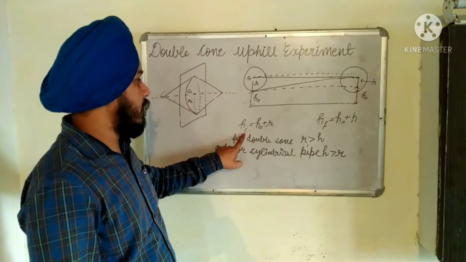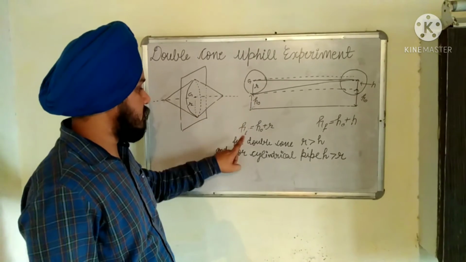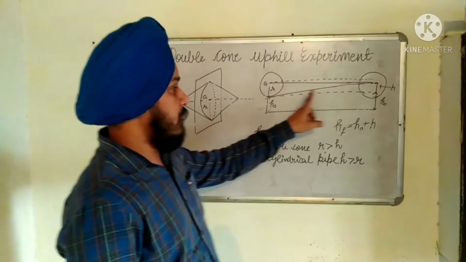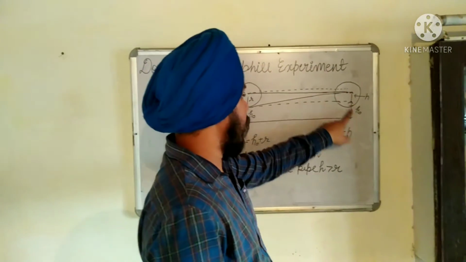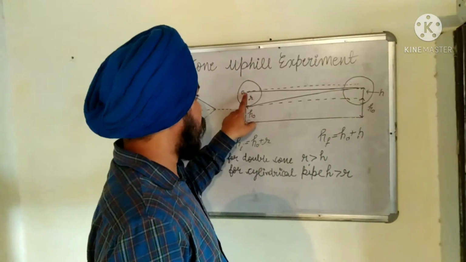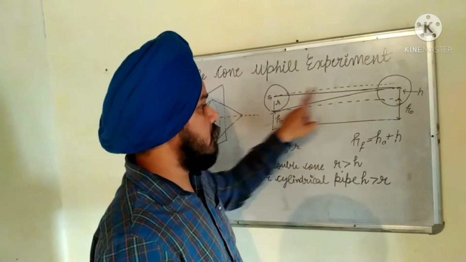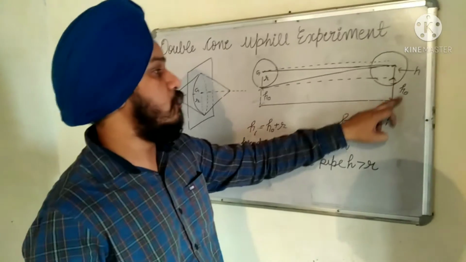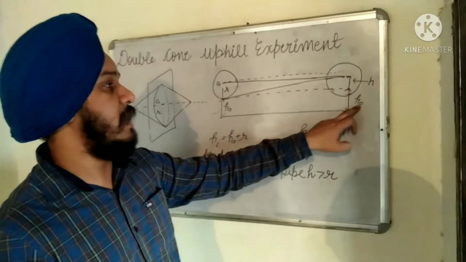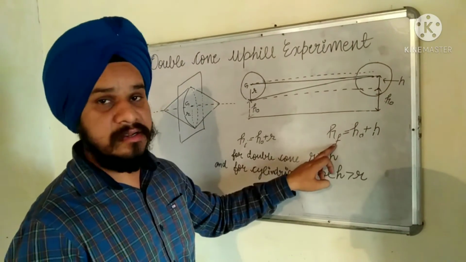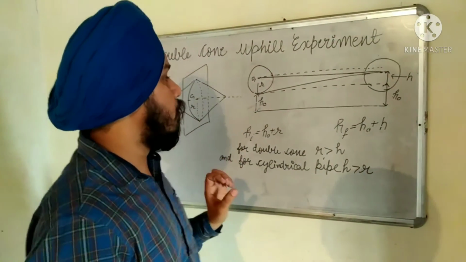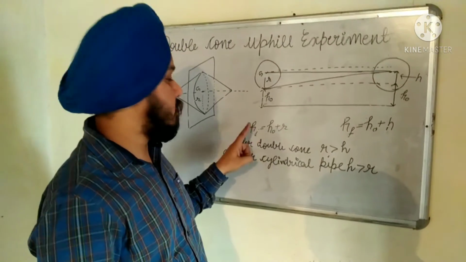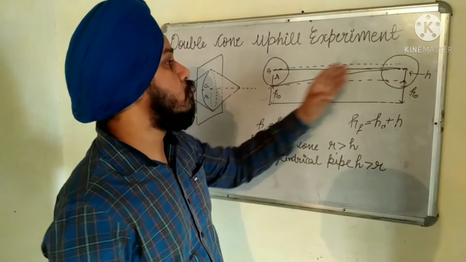The initial height of the inclined plane at the base is hi equal to h0 plus R. And the final height at the top of this inclined plane, you can see here, where the center of this double cone touches the top of this inclined plane, is h0 plus h. This is the final height. Now for the double cone, the final height is less than the initial height. So that's the reason it moved from the bottom to the top.